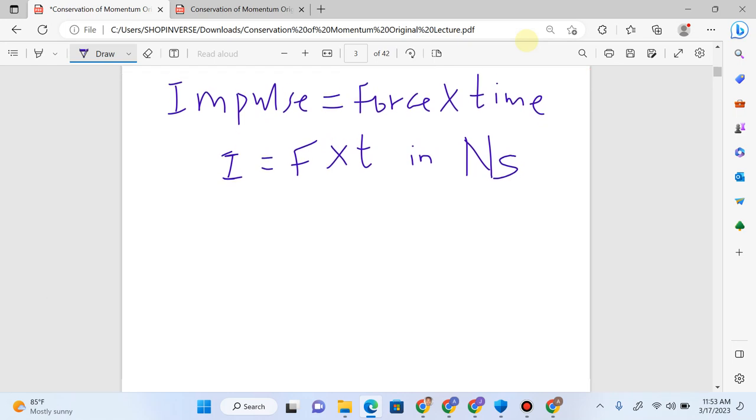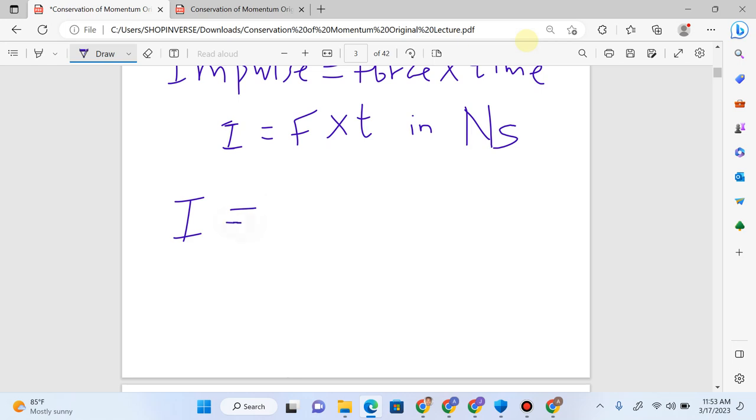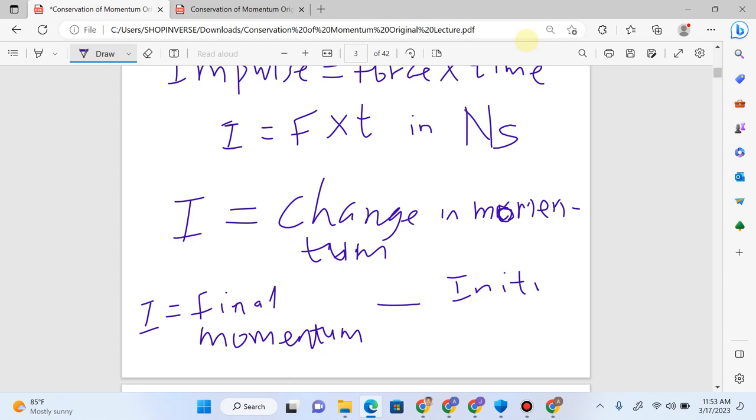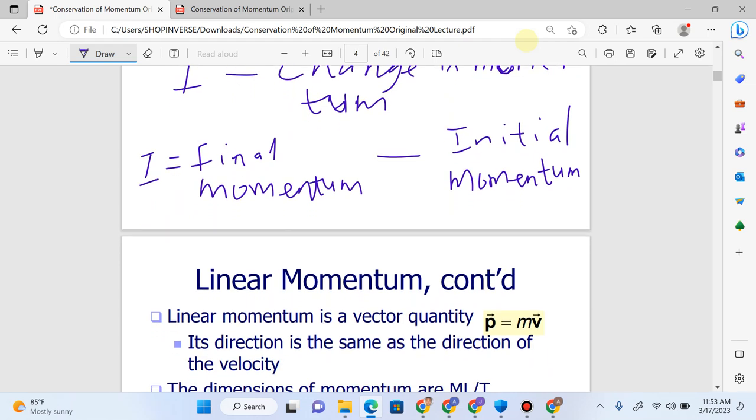Now, what is the relationship between impulse and momentum? Impulse is the same thing as the change in linear momentum. Impulse is the change in momentum. So impulse equals final momentum minus initial momentum. That's the formula for calculating impulse: final momentum minus initial momentum.